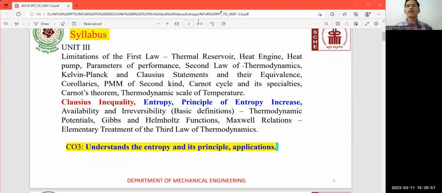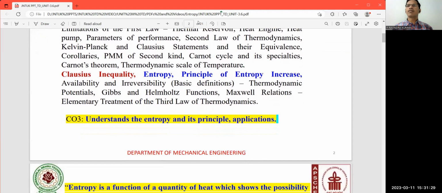And this continues to the principle of increase of entropy. After listening to this content, the student is expected to understand entropy, its principles and its applications: how entropy can be defined, and finally what is the meaning of entropy. Entropy is the basis which came from the second law of thermodynamics.